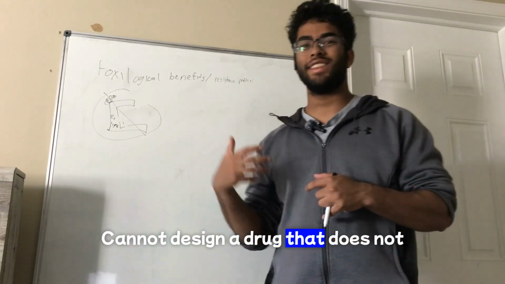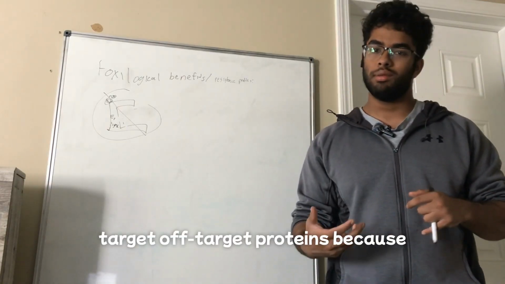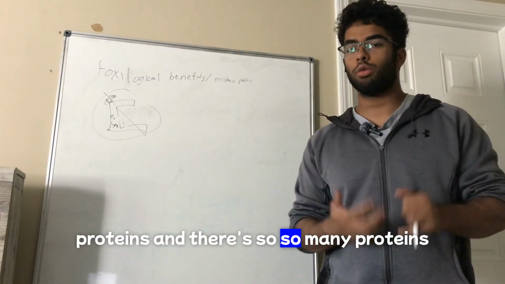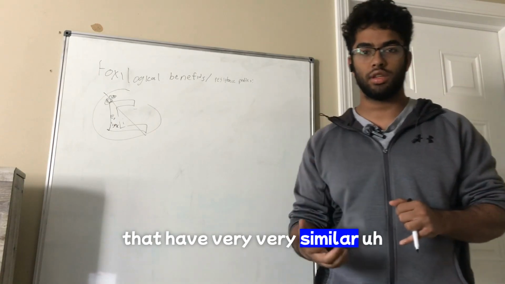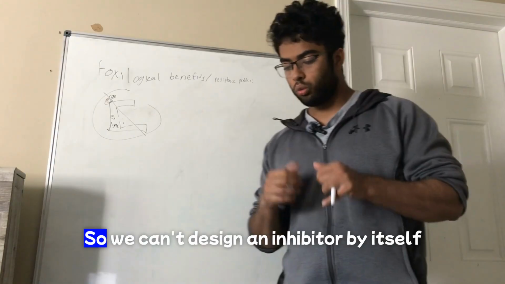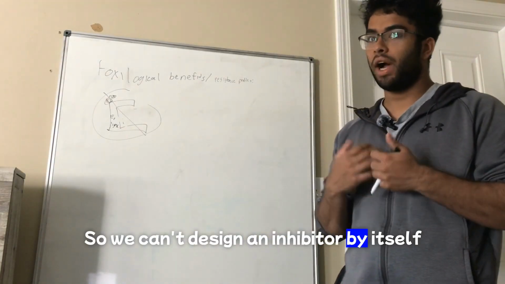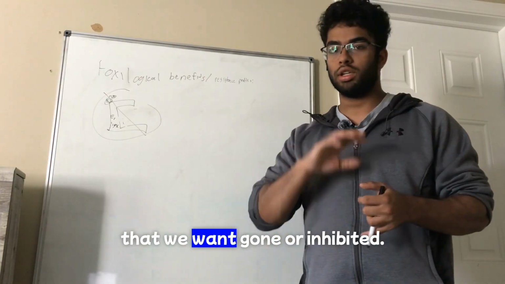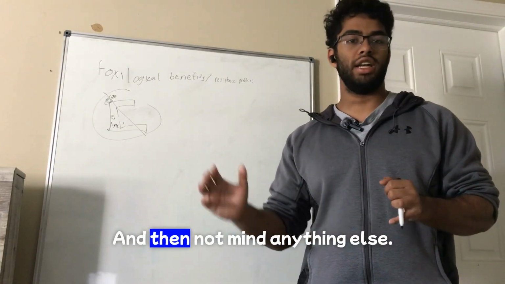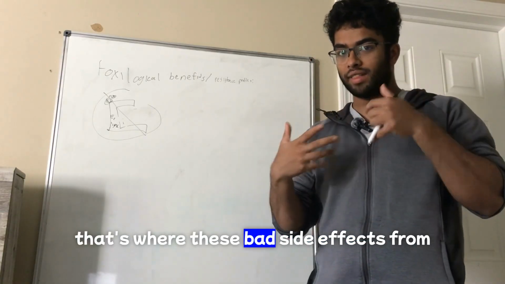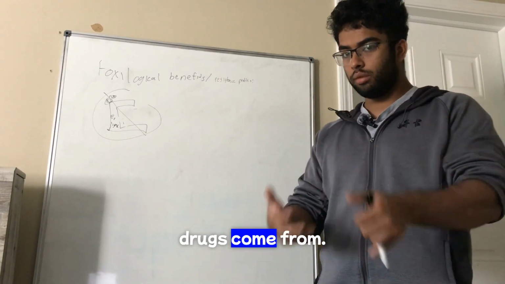We cannot design a drug that does not target off-target proteins, because there are so many proteins, and so many proteins that have very similar structures, right? So we can't design an inhibitor by itself that can just bind to one oncoprotein that we want gone or inhibited, and then not bind anything else. That's where these bad side effects from drugs come from.